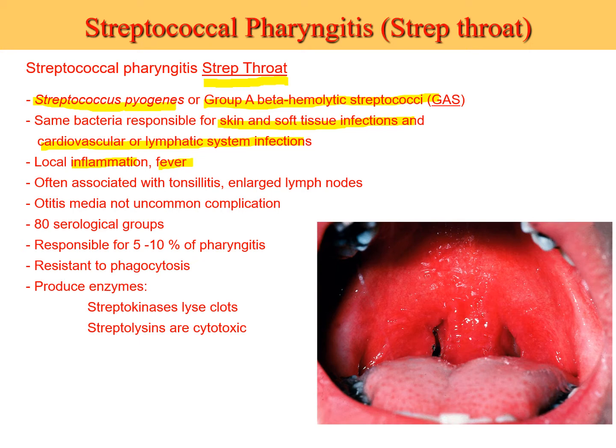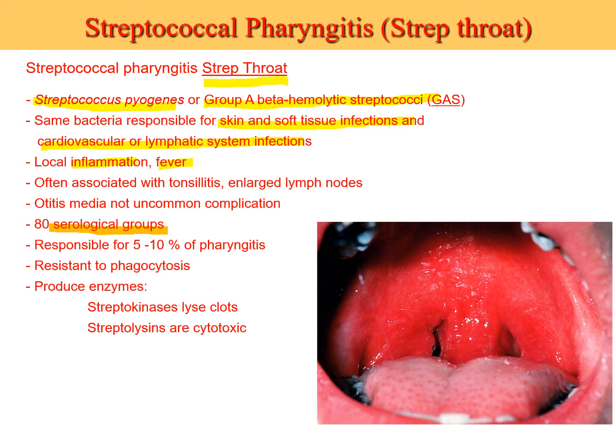That can happen particularly if you're coughing heavily and blowing your nose very hard. You can get bacteria going up into the auditory canals and causing a middle ear infection. There are 80 different substrains defined by antibodies, so there are 80 different serological groups.